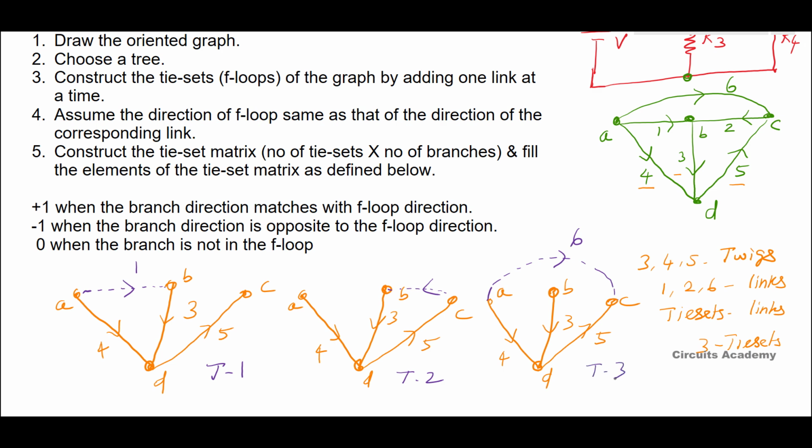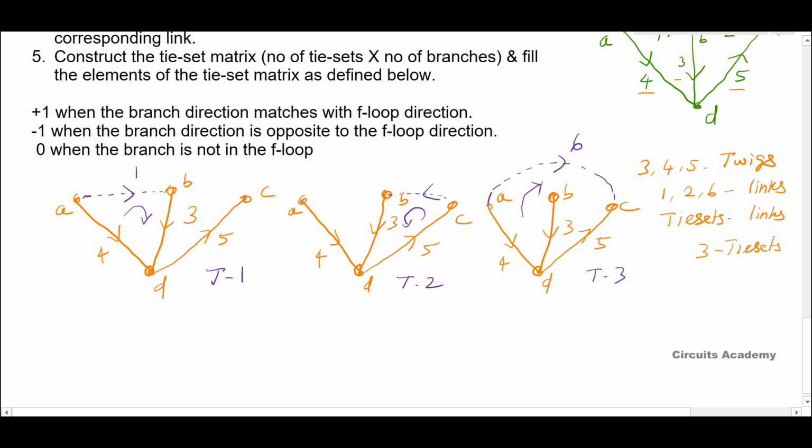As per step 4, assume the directions of the F loop same as that of the direction of the corresponding link. So for each tie set, you can notice that there is a loop. The link 1 here flows in the clockwise direction. So let us assume the loop direction is clockwise for tie set 1. Similarly for tie set 2, the link direction is anti-clockwise. Let us assume the direction of tie set 2 in the anti-clockwise direction. For tie set 3, clockwise. We have completed step 4.